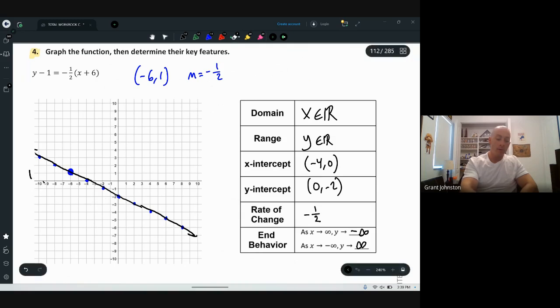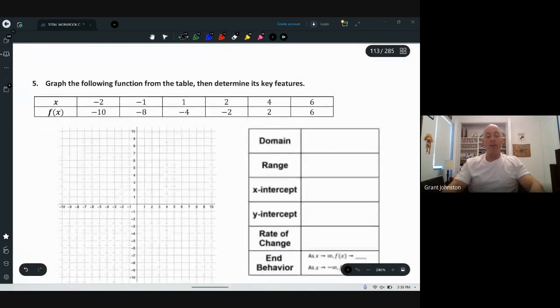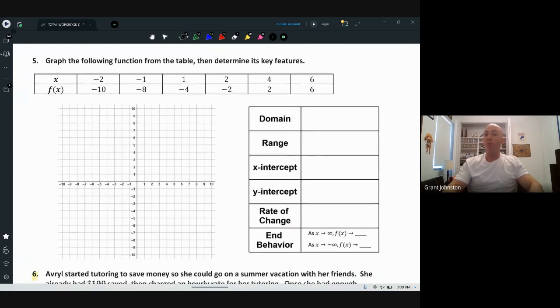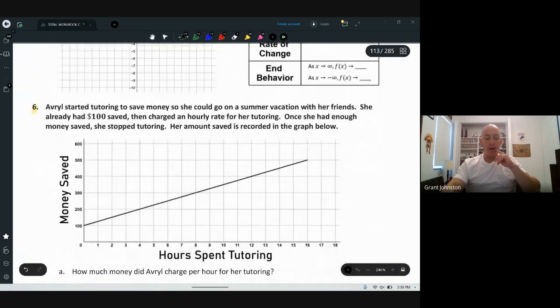Erase some of that. Okay. So I'm going to let you do the table. Remember, you're just going to plot the points. Now, it's going to be continuous. It's going to go on forever. So slap some arrows on the end of it after you plot the points, okay? But yeah, I'll let you do the table. I'm going to do 6.